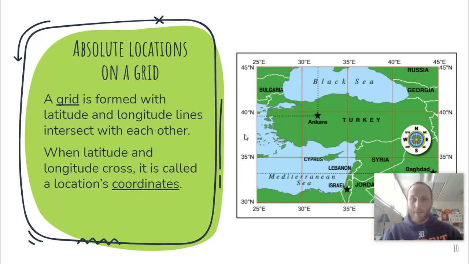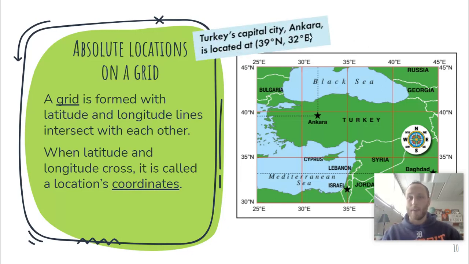I see that there's 5 degrees difference between these two latitude lines, and 5 degrees difference between longitude lines. So then I would just have to make a good estimate. A couple examples here. Turkey's capital city of Ankara, this little star, is located at 39 degrees north, 32 degrees east. How they figured that out is they saw that the star was almost touching that 40 degrees line, but not quite, so they're going to say 39. It was almost there. And over here, the star is between 30 and 35, but a little bit closer to 30, so 32 degrees east would be a good estimation there.